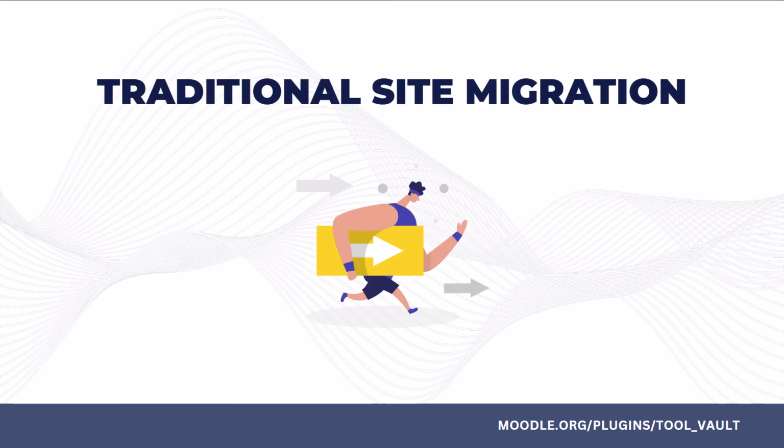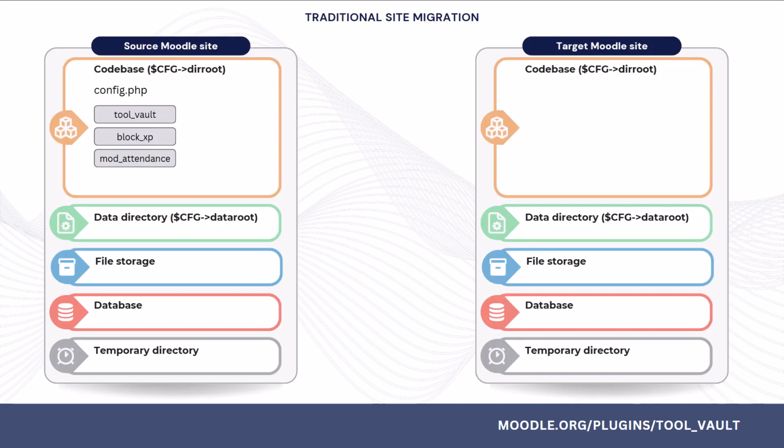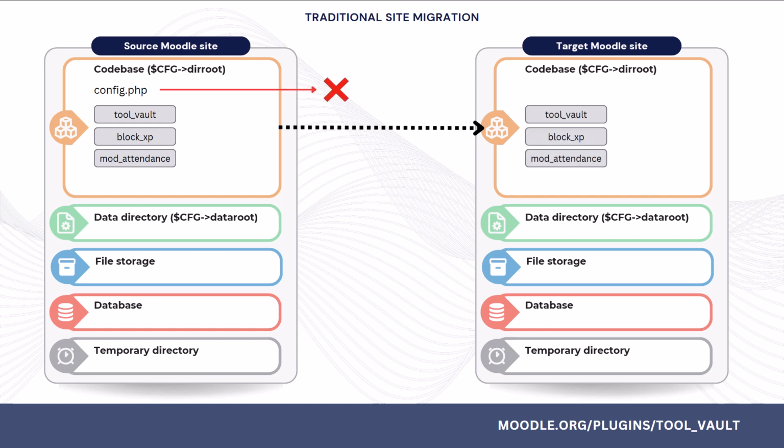Now that we understand the structure of a Moodle site, let's look at how you would migrate a Moodle site manually. You have two servers, a source and a target, and you want to move your Moodle site from one to the other. The first step is to transfer the codebase. You can either copy it directly from the source server or download a fresh copy of Moodle and reinstall all the plugins on the new server. Be careful not to copy the original config.php file. Instead, create a new config.php file on the target server that points to the new data directory and database.